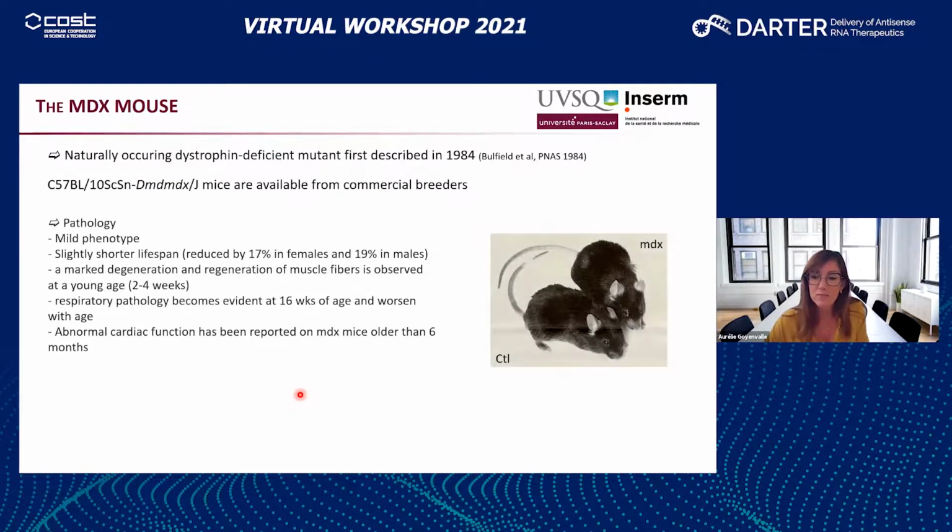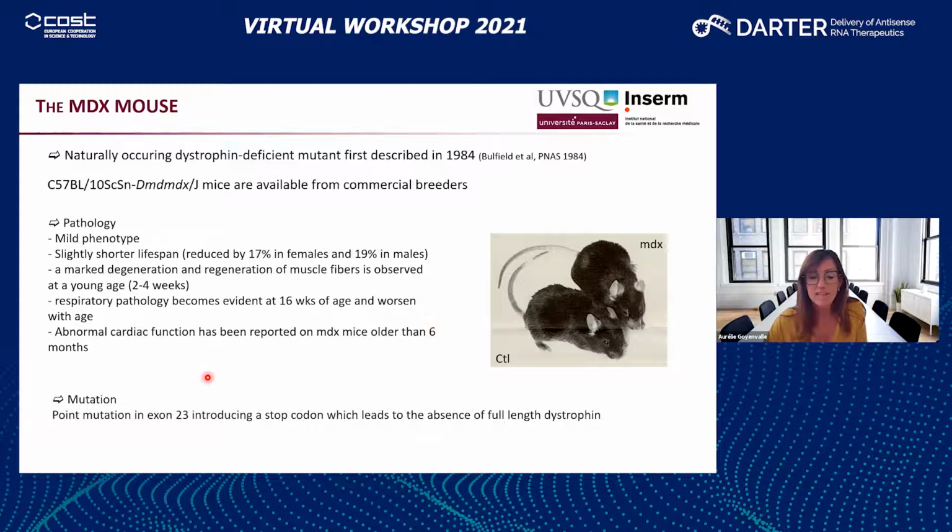So the mdx is the most commonly used mouse model for DMD. Maike already presented it quickly. It was found and described in 1984. The main phenotype is relatively mild. This is the main difference with patients. And as Maike said before, it only has a slightly reduced lifespan, so it's almost normal. And it stays ambulant, so it can walk its entire life. It does have some respiratory pathology and abnormal cardiac function, but only at older age.